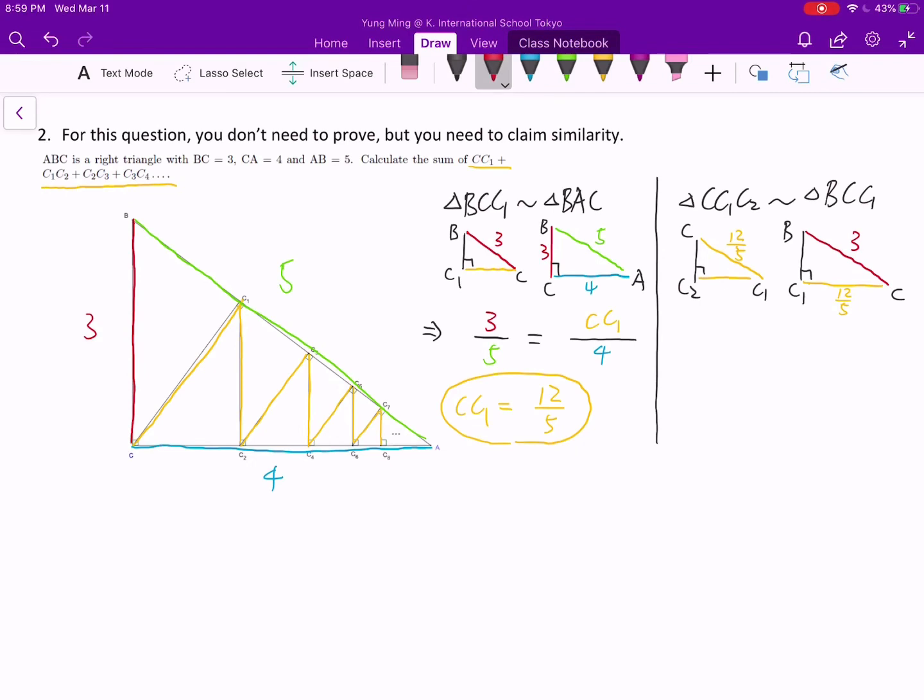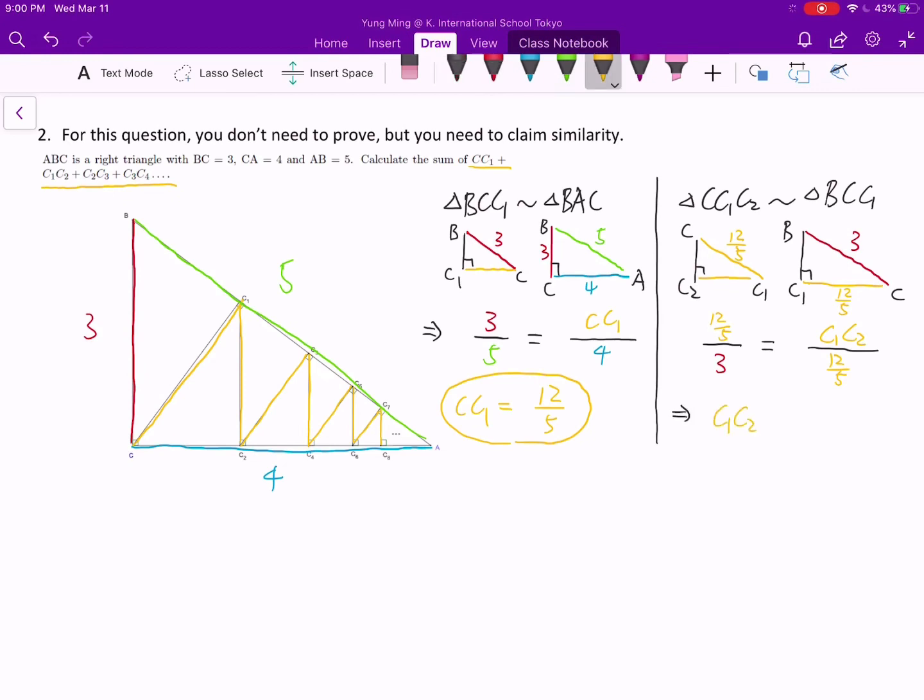We know our C1 already, so we label it 12 over 5 over here. And we're going to find out what C1, C2 is. According to this similarity, we're going to get the following ratio. 12 over 5 from the smaller C1, C2 compared to the 3, which is the hypotenuse from the bigger triangle BCC1, is equal to C1, C2, which is the bottom of the small triangle, over C1, which is the bottom of the bigger triangle. And therefore, finally, we can find our C1, C2.